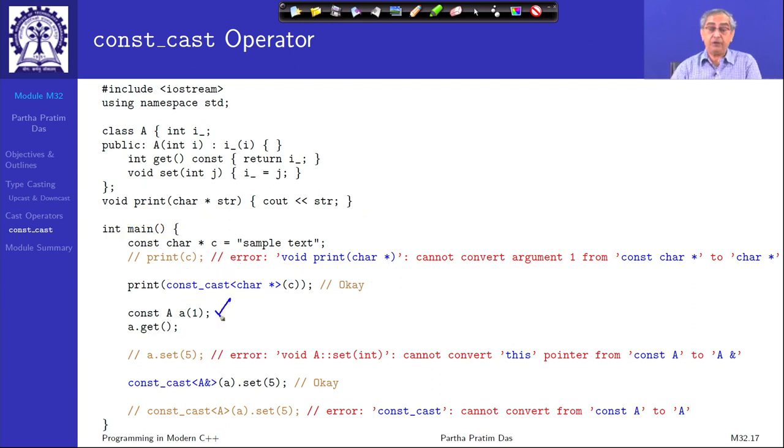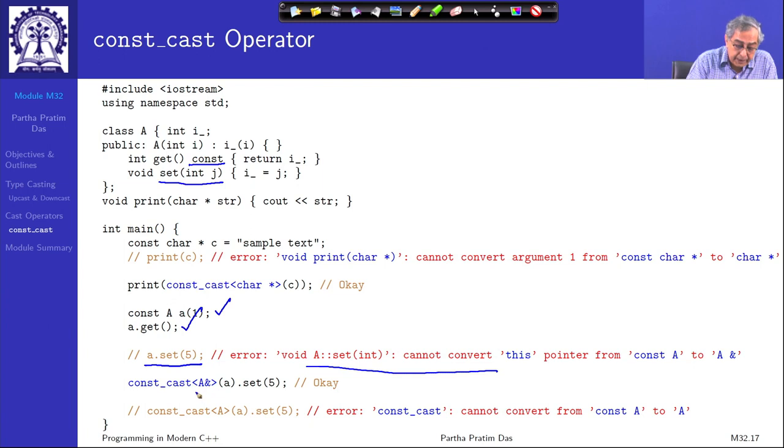Suppose I have defined a const object A. If I do A dot get, that will work, because it is a const member function. If I do A dot set, it will give me an error, as it is supposed to, because set is a non-const member function and it can change my object. So, validly I will get an error. But if I want to force that, if I want this non-const member function to be called, what do I need to do? I need to take away the constness.